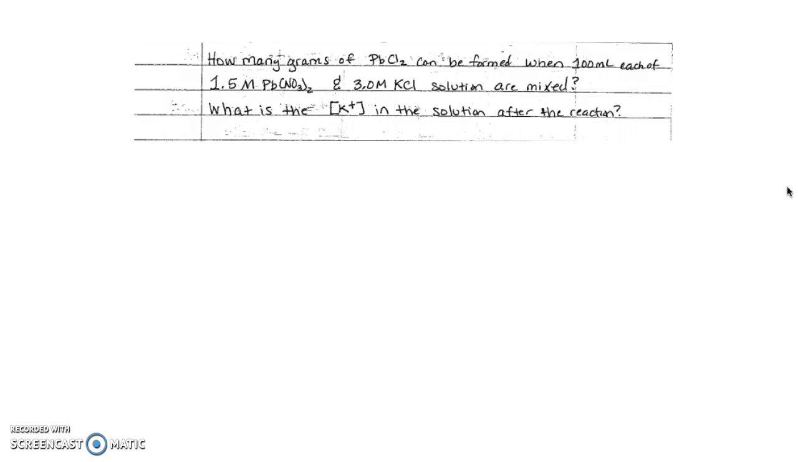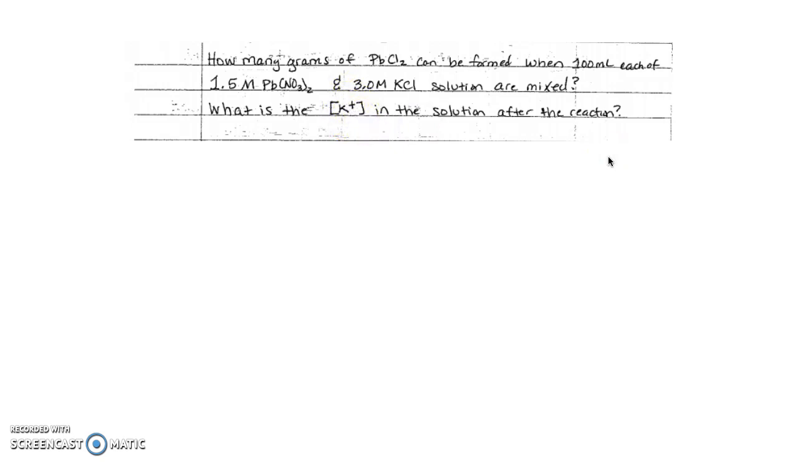Okay, so they're asking us to find the number of grams of lead chloride that can be formed when we mix 100 milliliters of this 1.5 molar lead(II) nitrate solution and this 3.0 molar potassium chloride solution. The other thing they want us to know is what is the concentration of potassium ion in the solution after the reaction. Remember, these brackets stand for concentration of, and then that's the potassium ion.